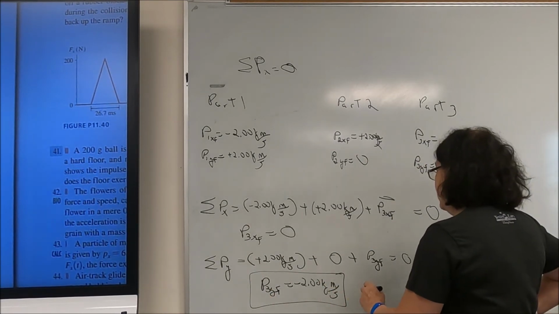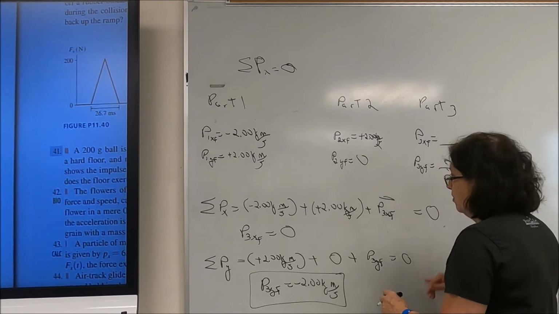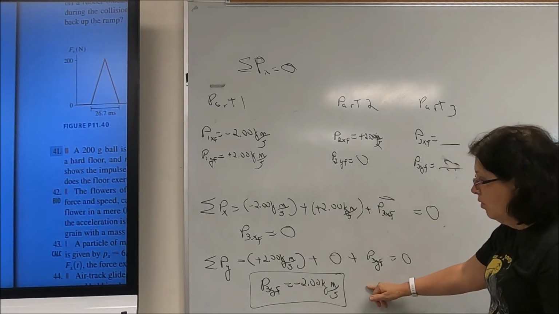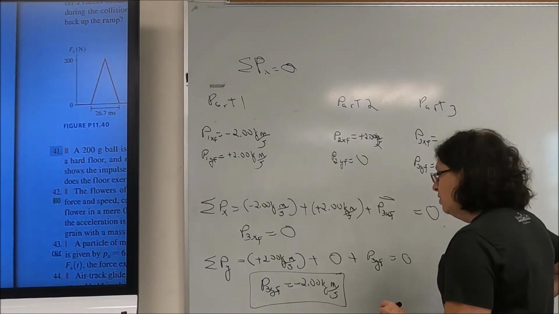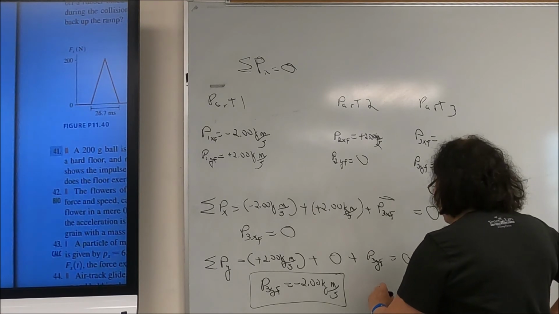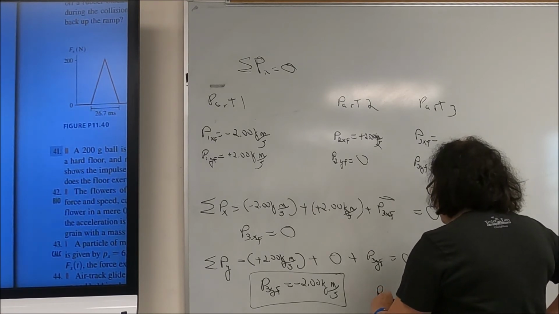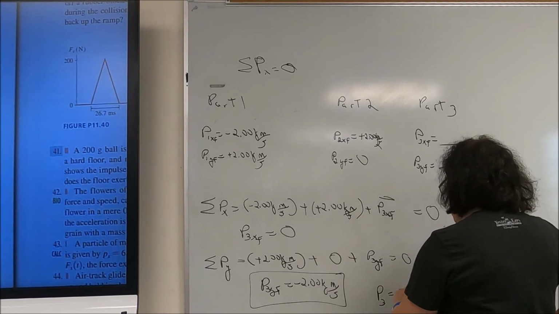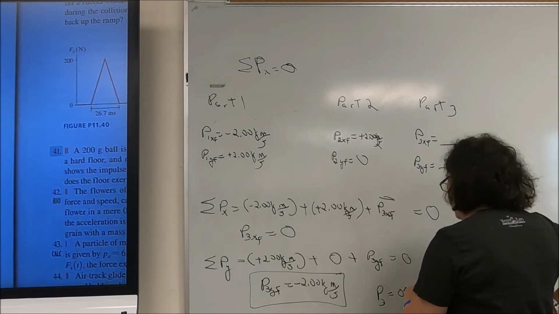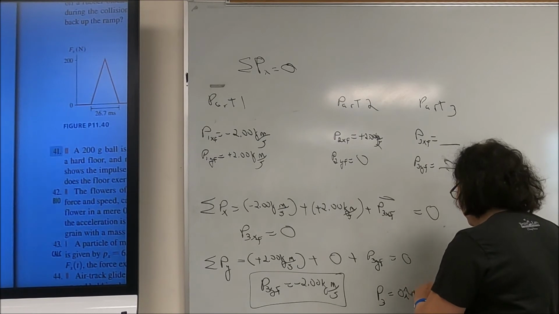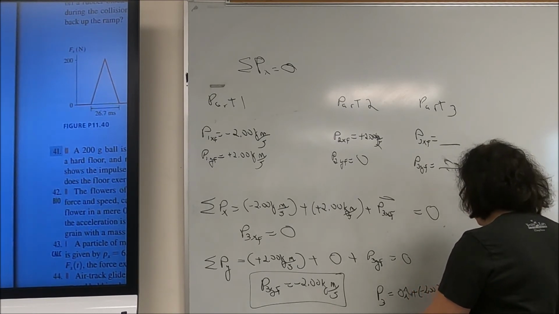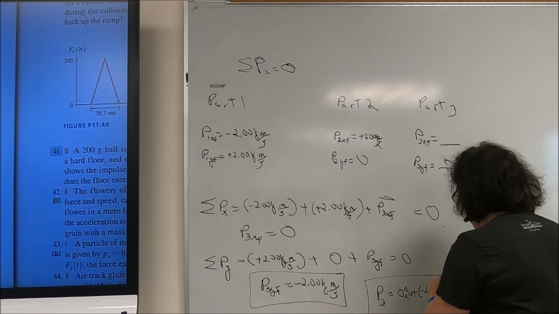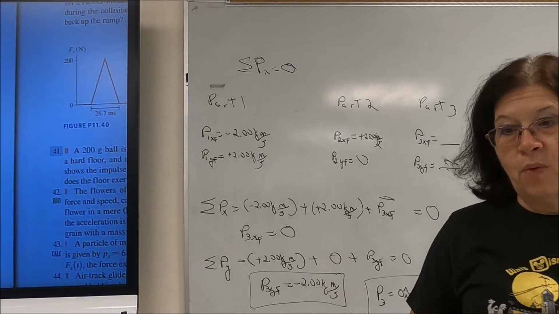So in component vectors, the x component is 0, the y component is -2 kilograms meters per second. So you could say momentum 3 is 0i plus -2j kilograms meters over seconds, if you wanted to write it in ij component form.